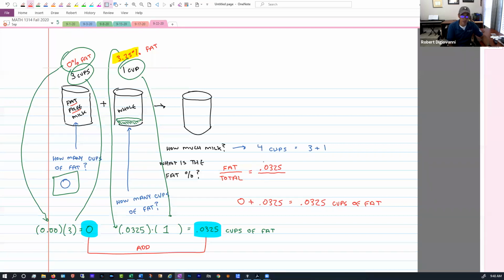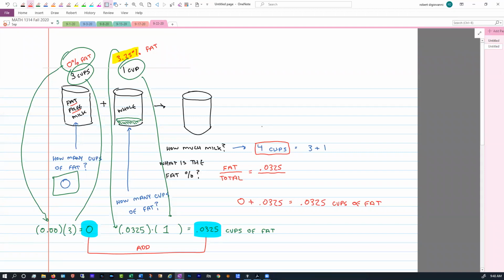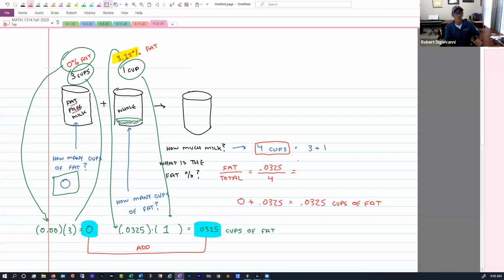How much total is in the mixture? How many cups? We answered that in the first question, didn't we? We now have 4. Right? 4. So we divide that by 4, and this will give us our new percentage.